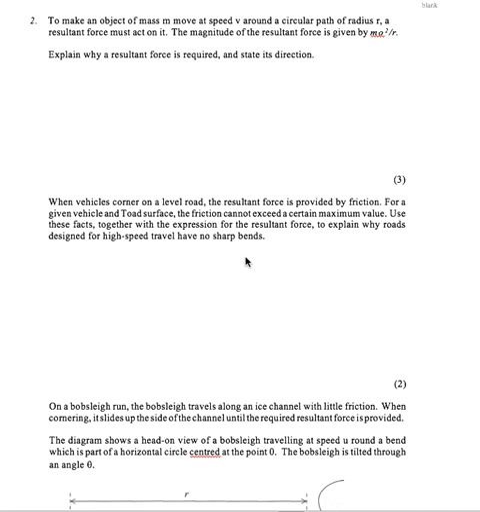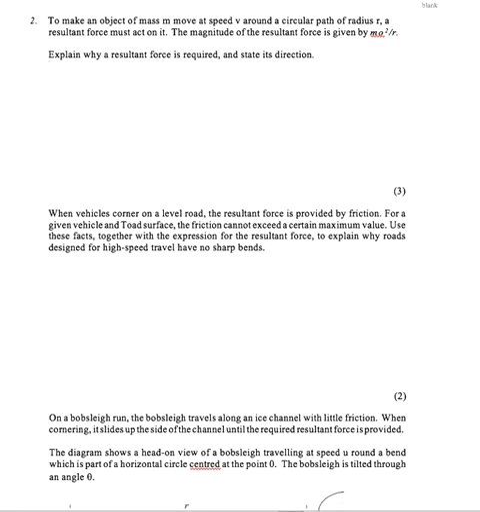Here is the solution to the bobsleigh question then. So our first question, first part of the question says, explain why a resultant force is required when this object of mass m moves with speed v around a circular path of radius r. It has that magnitude of resultant force. Why must there be one?